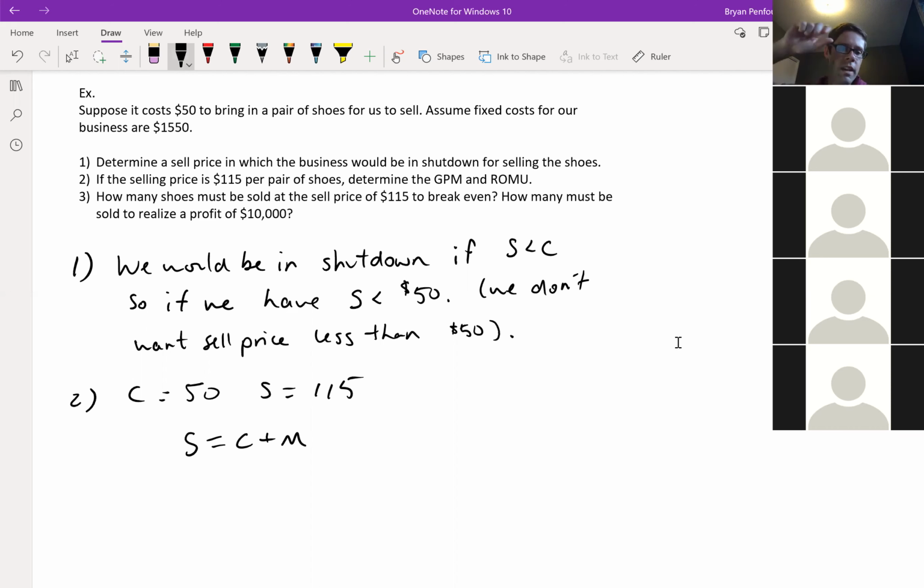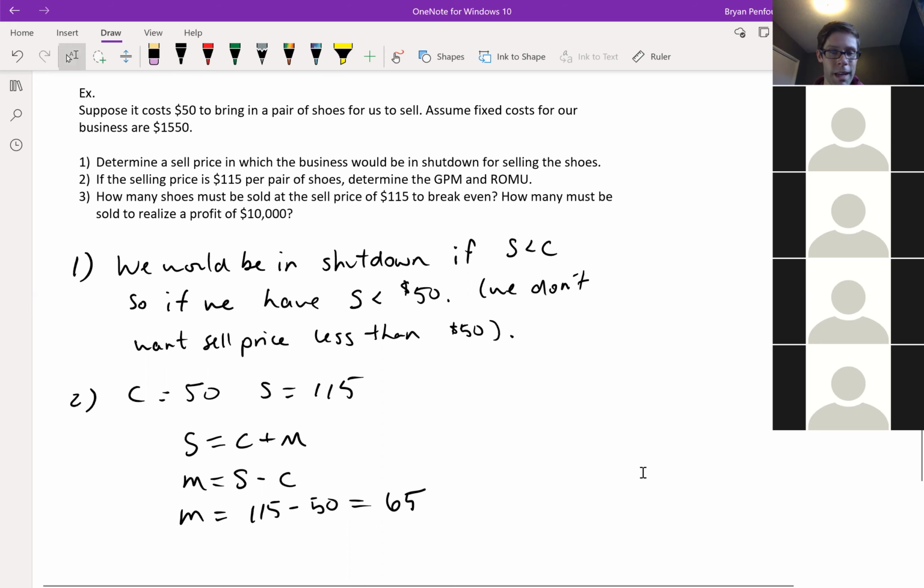The difference between the cost price and the selling price is the markup that we've added to this particular item. The markup in dollars is going to be my selling price minus the cost price. So the markup in this example is our 115 selling price, subtract the $50 it costs us to bring the shoe in. And what is that, $65? If we want to use the M over S and M over C formulas, it's important to know what the markup in dollars is.